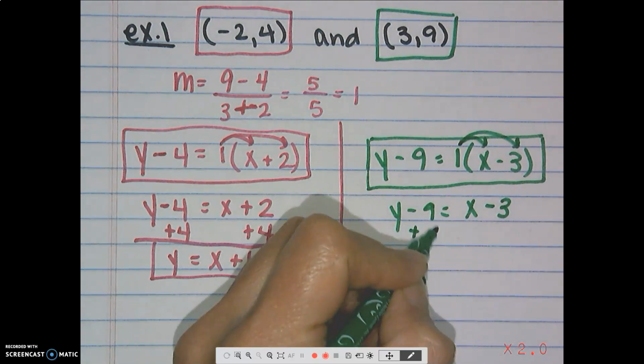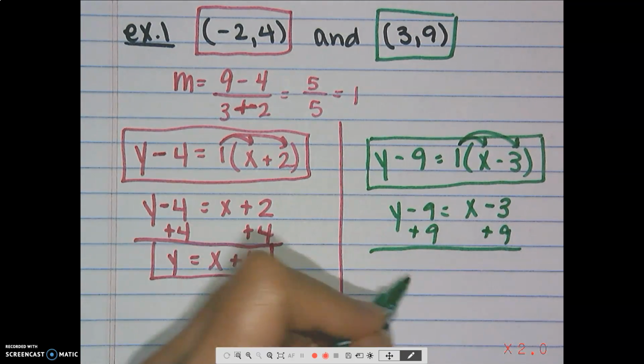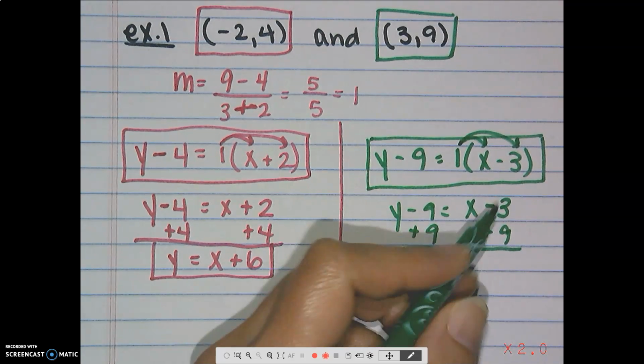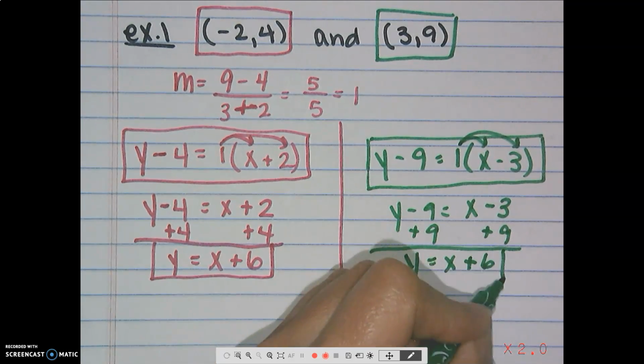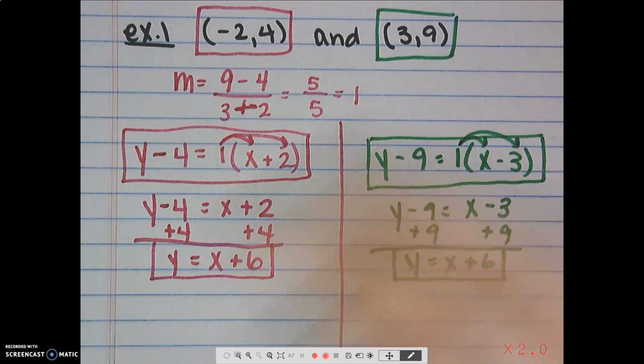To get y by itself, we're going to do the opposite operation, the inverse operation. So we're going to add 9 to both sides. And that's going to give us y equals -3 plus 9, which is a positive 6. So did we get the same answer here? Absolutely, we did. And so that just goes to show you it does not matter what point you pick. You have to get the correct slope. The slope is 1, all right? And then you're choosing a point and you're plugging it in just the same way that we did before, okay? So let's take a look at another example here.